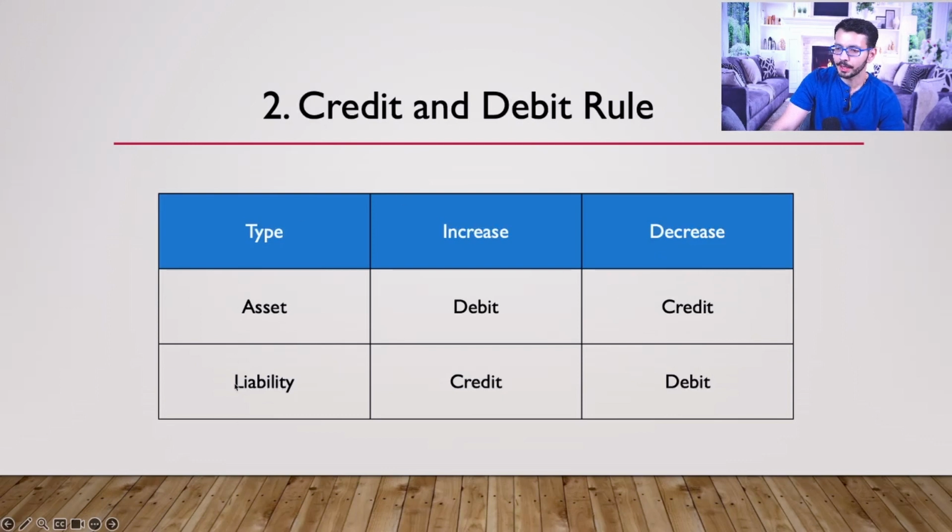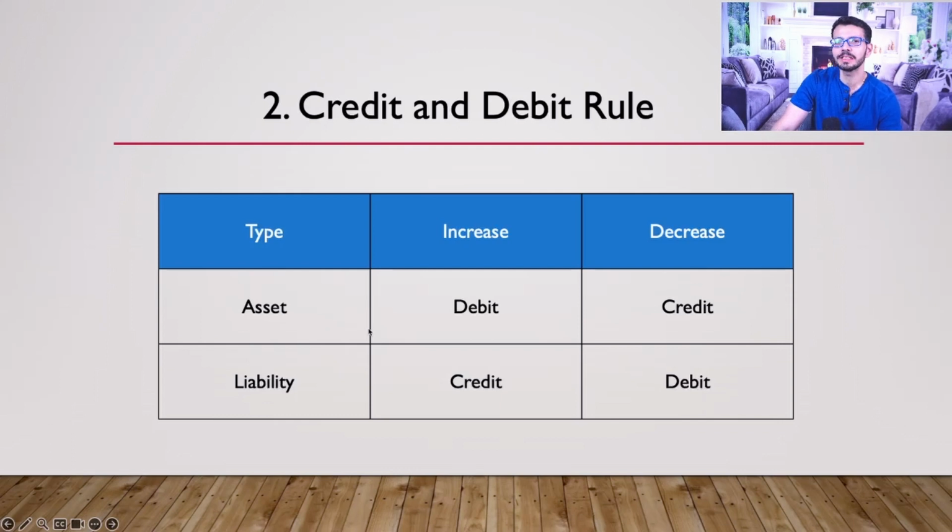On the contrary, if we have a liability, then the rule reverses. So if you have a liability and the liability is increasing, let's say you take a loan or something like that, and your overall liability is increasing, then you are going to credit that account. And if it is decreasing, then you are going to debit that account. So I would simply say try to remember it only for assets, and liability is the exact opposite of that anyway. So hopefully this is clear.